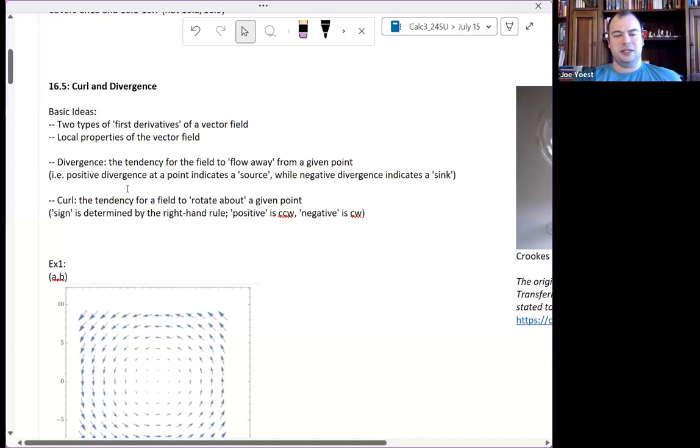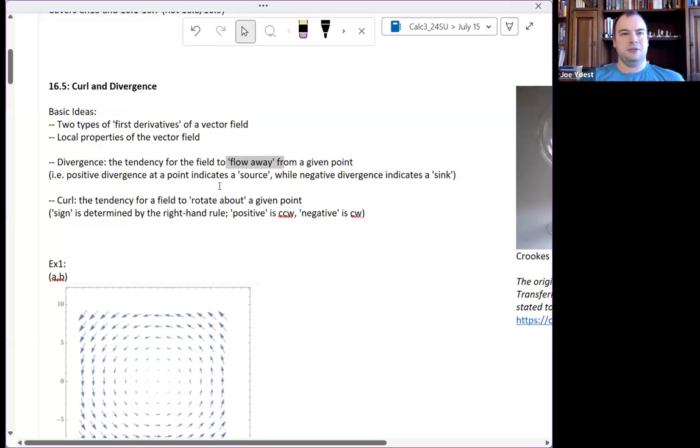So just kind of conceptually, what do these ideas mean? Well, the idea of divergence is actually a little bit obvious from the word itself. It's the tendency of the field to flow away from the given point. So again, this is a local phenomenon.